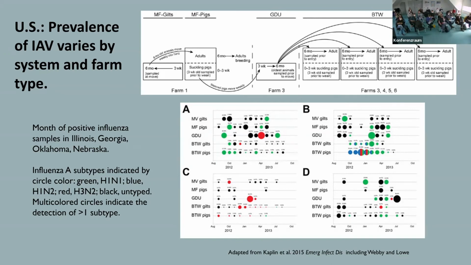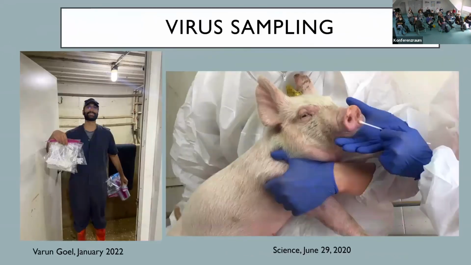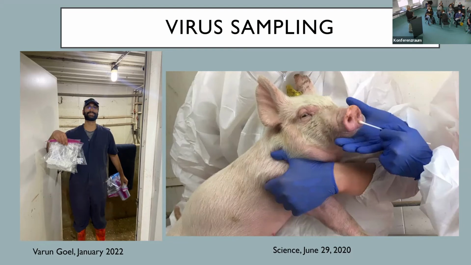Okay. In this study, this is a picture of Varun in January in Illinois. He was chasing down pigs. One of them kicked him in the side, and he was taking nasal swabs, which we've all had now because of coronavirus. And we're collecting thousands and thousands of nasal swabs and then isolating the viruses. And we're going to find thousands and thousands of viruses and also reassortment events.